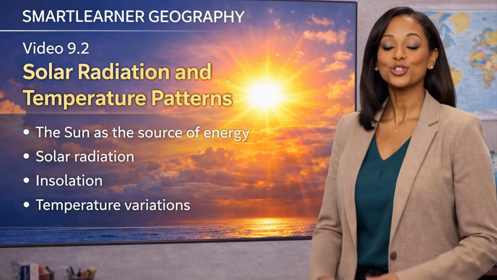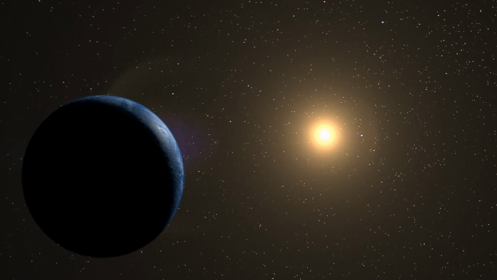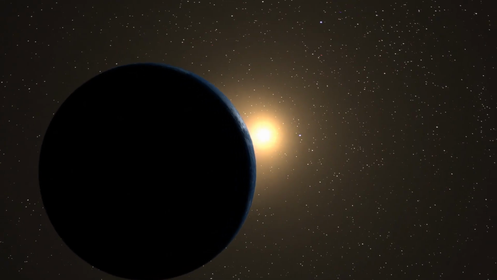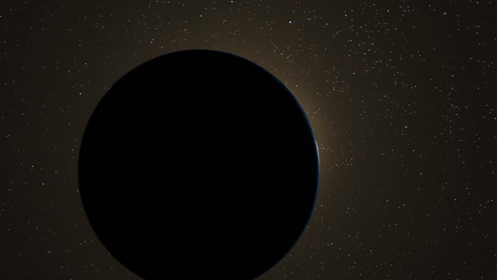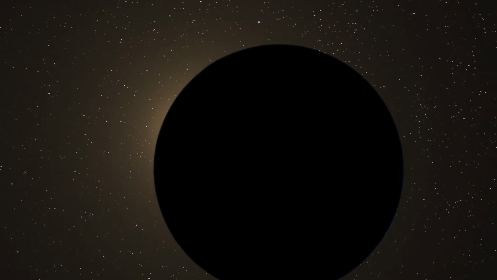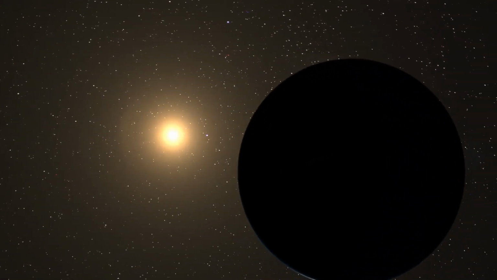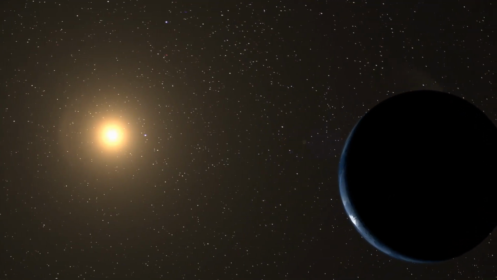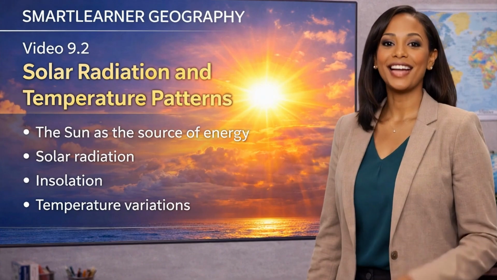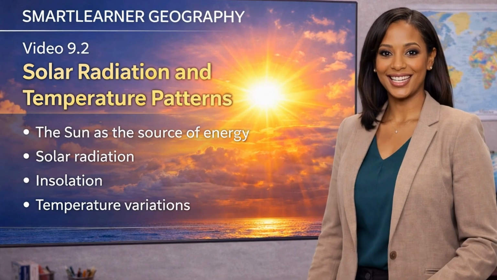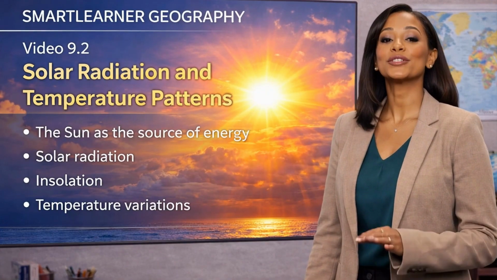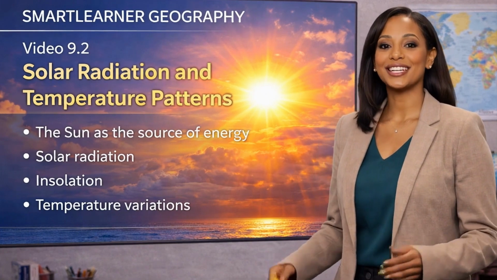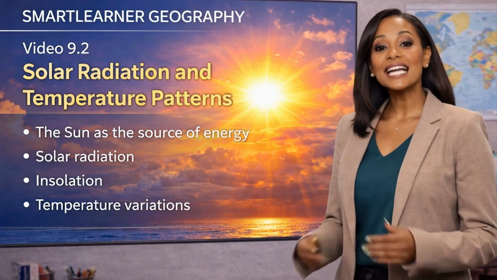Energy from the sun travels through space and reaches the Earth in the form of solar radiation. This solar energy hits the Earth's surface and the atmosphere. It is the driving force behind weather and climate. But the sun does not hit every place on Earth in the same way. Some regions receive more solar energy, while others receive less. These differences in heating create variations in temperature across the world. In this lesson, we shall examine how solar radiation reaches the Earth and how it influences temperature patterns.